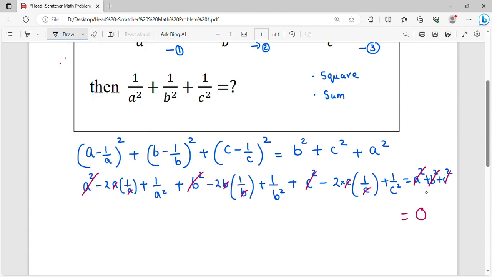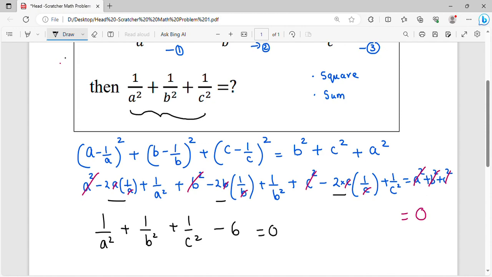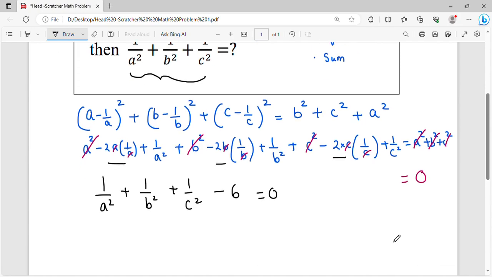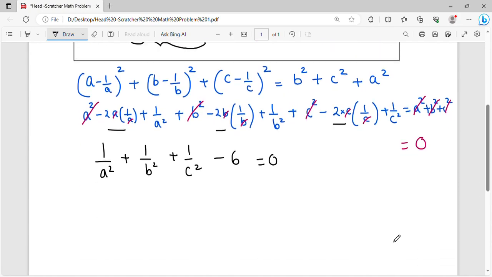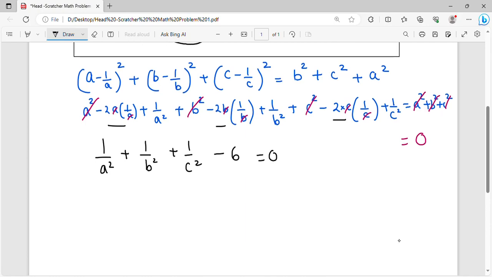So I see that I get 1 by a squared plus 1 by b squared plus 1 by c squared. I have a minus 2 here, a minus 2 here and a minus 2, which results to minus 6, is equal to 0. And my aim is to get the value of 1 by a squared plus 1 by b squared plus 1 by c squared. So then I get 1 by a squared plus 1 by b squared plus 1 by c squared is equal to 6.